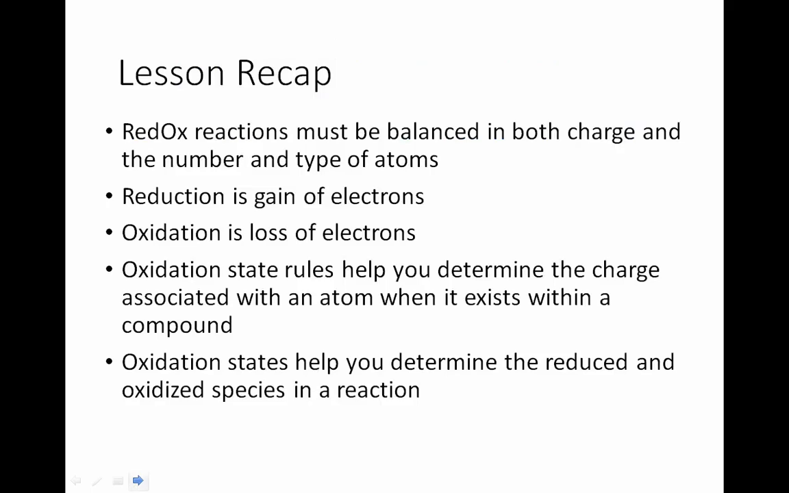So to recap your lesson today, redox reactions must be balanced in both charge and the number and type of atoms. So we added an extra element into balancing. Reduction is gain of electrons, oxidation is loss of electrons. Oxidation state rules help you determine the charge associated with an atom when it exists within a compound, and that's really the whole reason we do oxidation states. Oxidation states will then help you determine the reduced and oxidized species within a reaction.